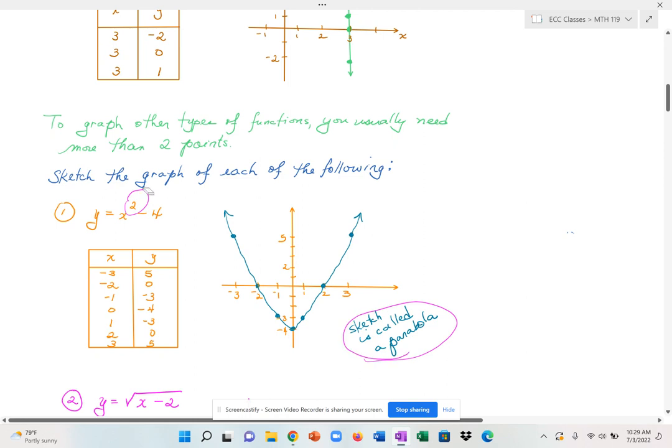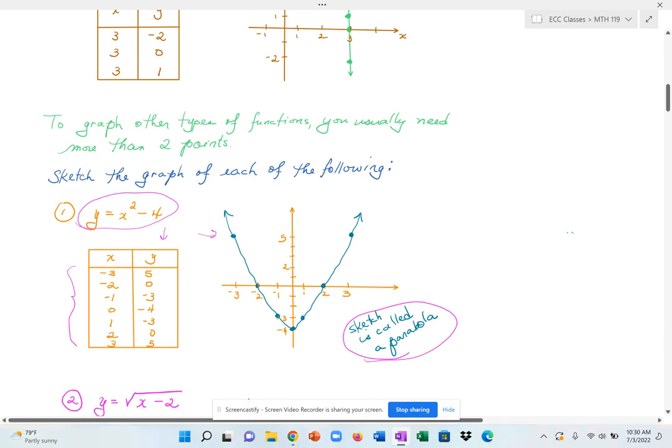So here I picked several points. And again, x could be anything because this is yet another example of a polynomial function and the domain is all real numbers. So x could be anything you want it to be. So I picked a few negative numbers, 0, and a few positive numbers. And if you plug them into this, you'll compute the values of y. So your y values are all listed here.